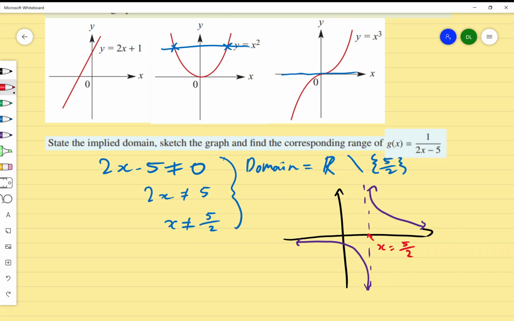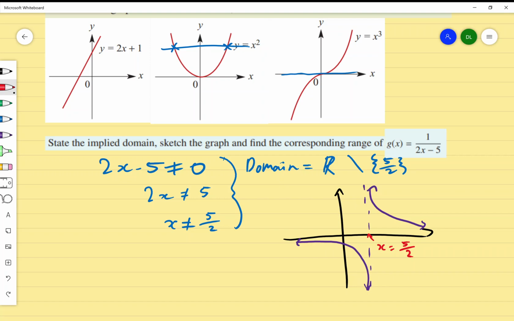Purely looking at this, we can see the corresponding range of this function. The range is what values of y this function can take. It can take all values of y except where y equals 0, because remember, there is an asymptote here. Well, at least we can see that from the graph. We can see there's an asymptote there because y cannot equal 0. 1 divided by any number, it doesn't matter how big or how small, as long as it's not 0, cannot equal 0. Y cannot equal 0.